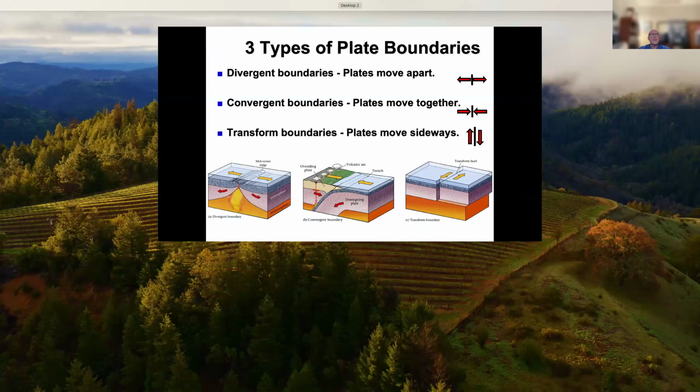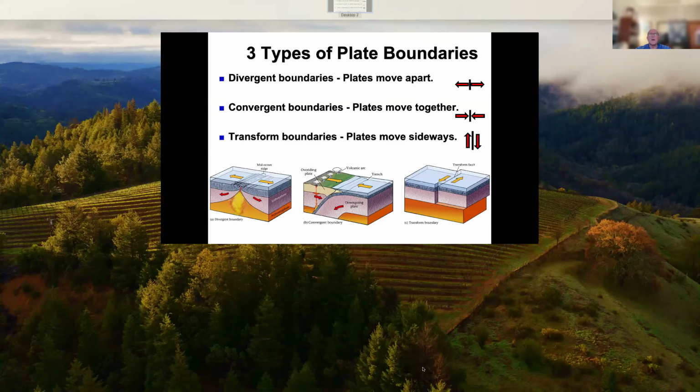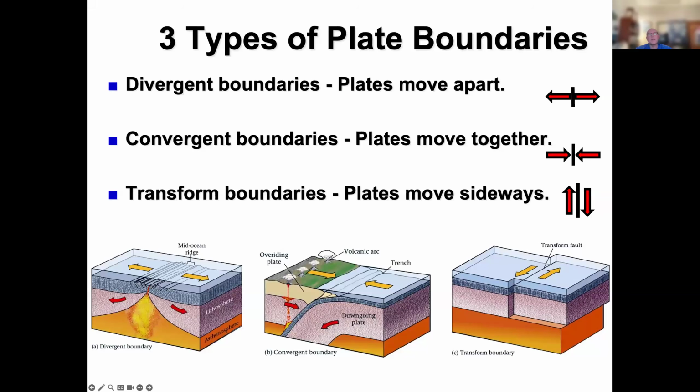A couple more things that I want to get across before we get going. And that's these three kinds of plate boundaries that I suspect many of you are familiar with. Divergent ones, I love these terms. I love jargon that just makes easy sense. Divergent, diverge, come apart when these plates go apart. Converge means they're going to come together, and transform means they're going to move sideways.